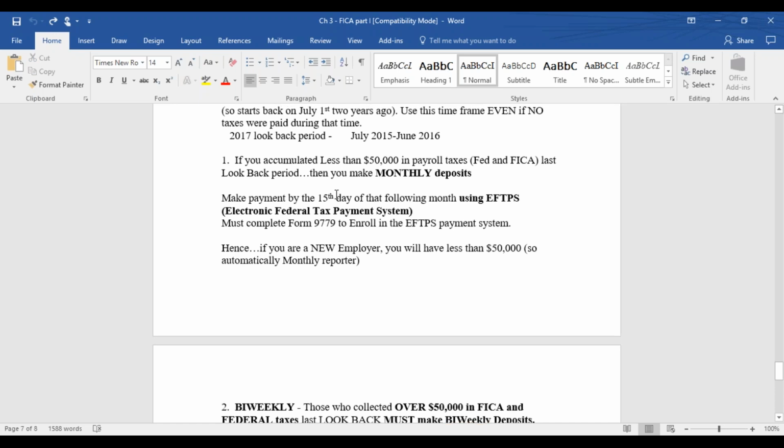But what it says is, if you have $50,000 or less in payroll taxes, and that includes your federal, which we'll talk about in a couple of weeks, plus your FICA, which we're doing now. If you collected a total of $50,000 or less, you are then considered a monthly depositor. You only have to pay in those payroll taxes every month. Even if you pay your employees weekly, you only have to take that money to the IRS once a month.